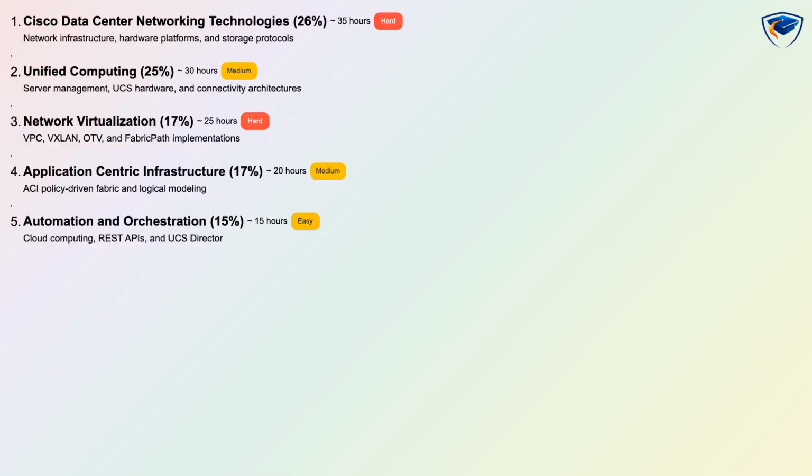Cisco Data Center Networking Technologies comprise 26% of the exam. Unified computing makes up 25%, network virtualization accounts for 17%, application-centric infrastructure is also 17%, and automation and orchestration makes up 15%. In this video, we'll be diving into each domain and covering the key topics.